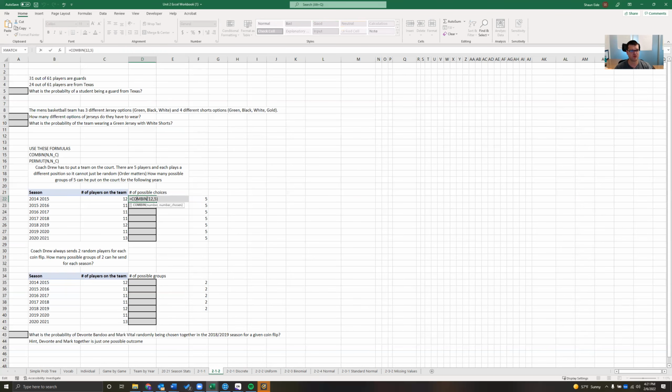For order matters, should I do permutation? And the answer is definitely yes. If order matters, you should do permutation. And the reason why order matters here is because everyone has a different position. Okay, it's not just 5 random people on the team, it's 5 random people that are in very specific spots.